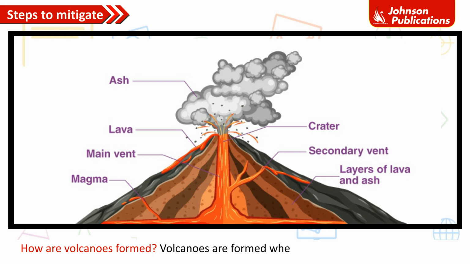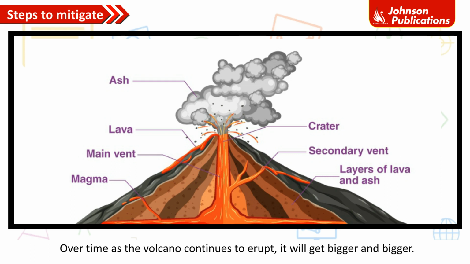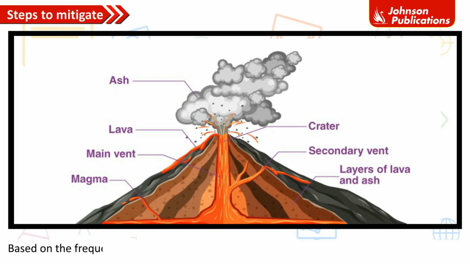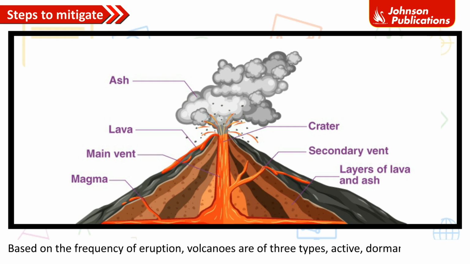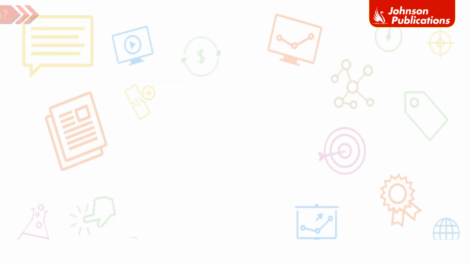Volcanoes are formed when magma from within the Earth's upper mantle works its way to the surface. At the surface, it erupts to form lava flows and ash deposits. Over time, as the volcano continues to erupt, it will get bigger and bigger. Based on the frequency of eruption, volcanoes are of three types: active, dormant, and extinct.